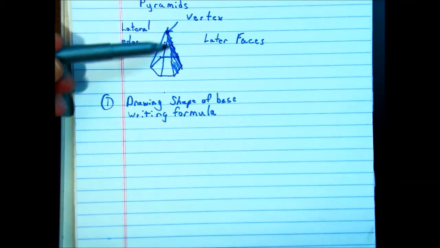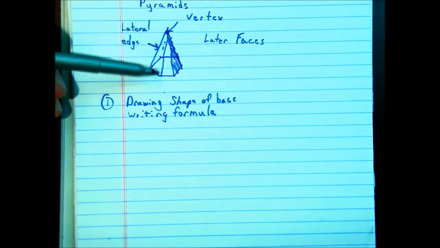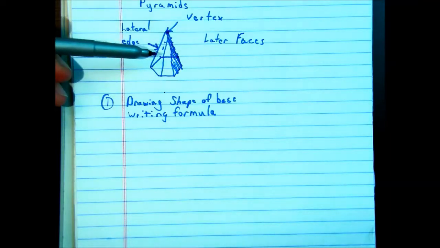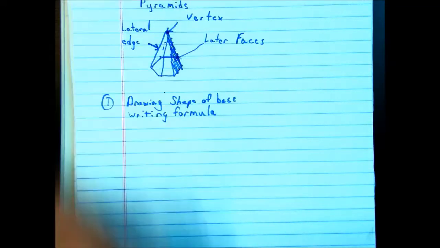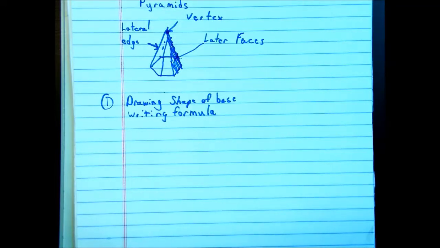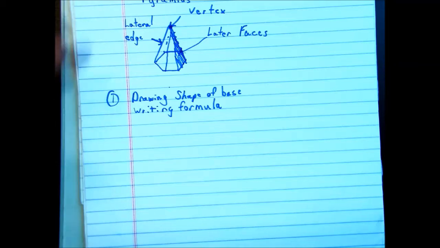What makes the difference? When you only have one base, it's always going to come to a point like a triangle, whereas if you have two bases, it's always going to be a rectangle. So you have lateral faces. That's the part I shaded. Those are the triangles that make up your lateral sides. They're lateral faces.